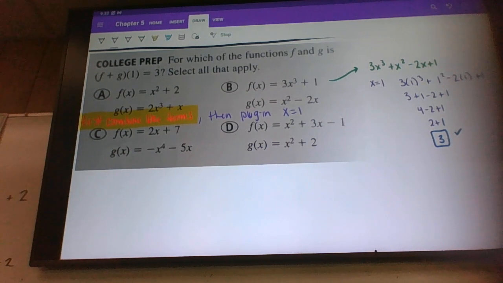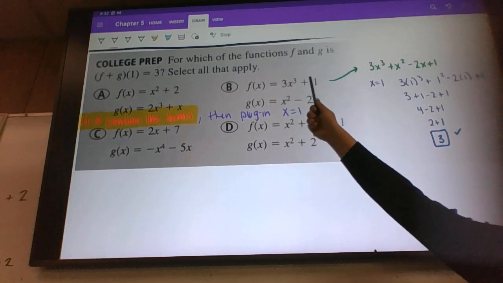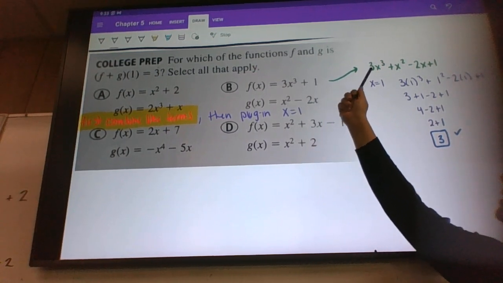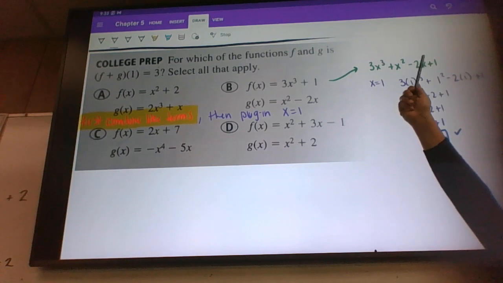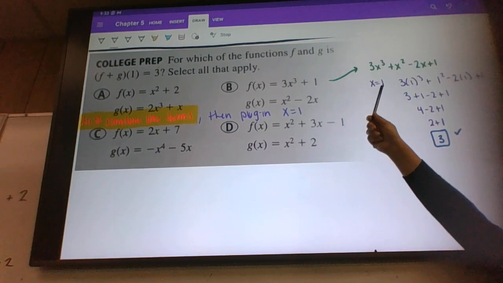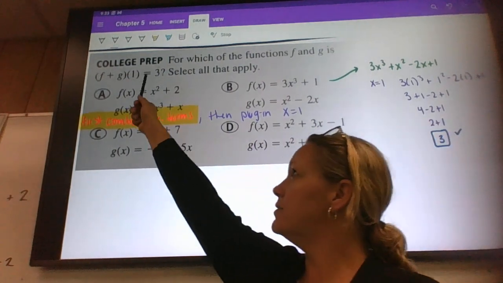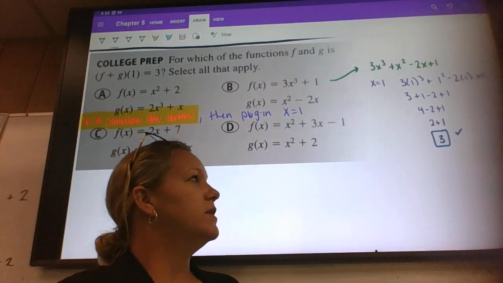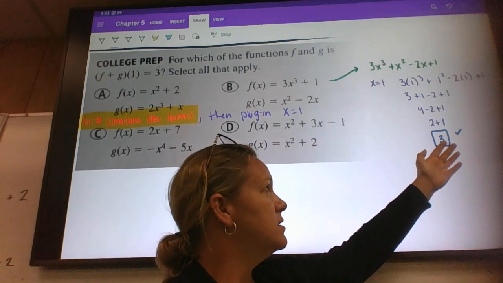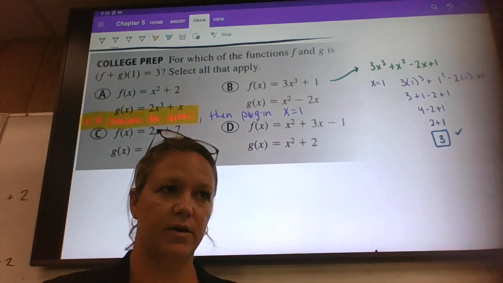So first I combine like terms, which there aren't any like terms, so I end up just writing them as one function. This is f plus g of x. Then I do x equals 1 because this means put 1 in the x spot. And then following the order of operations, I end up with 3.